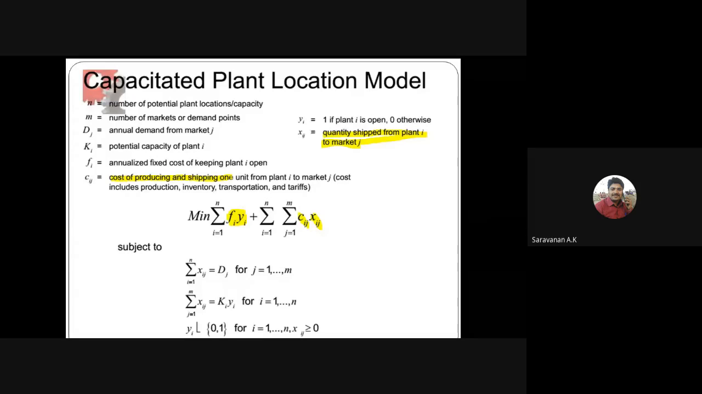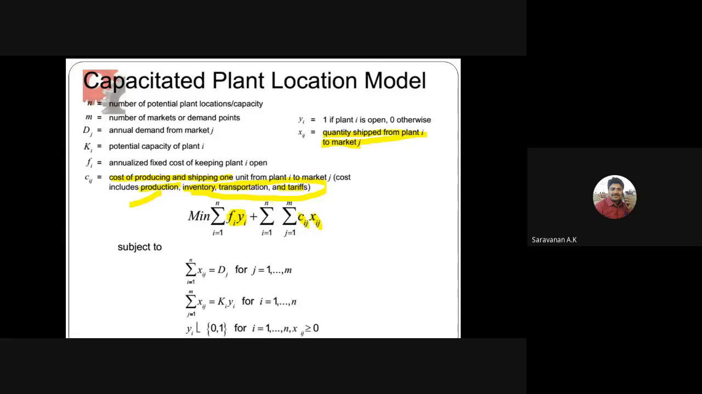That is, one stage means the manufacturer stage to the customer stage, right? So that will include the production cost, the inventory cost, the transportation cost, and the tariffs. Here the cost of production will not reduce. Every product will have some value, so we have to reduce these costs.